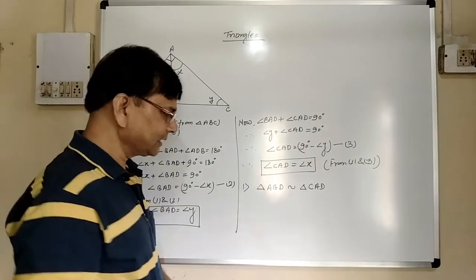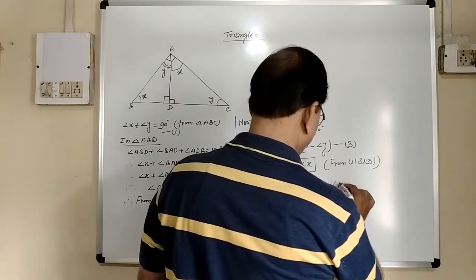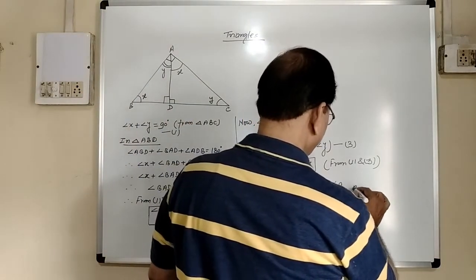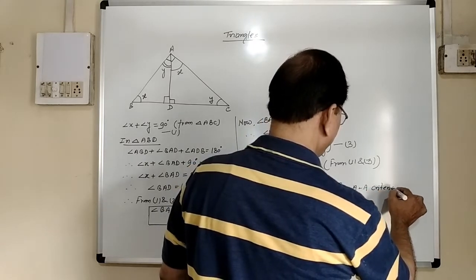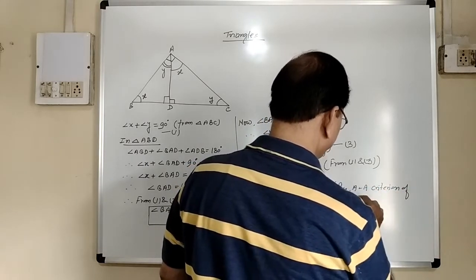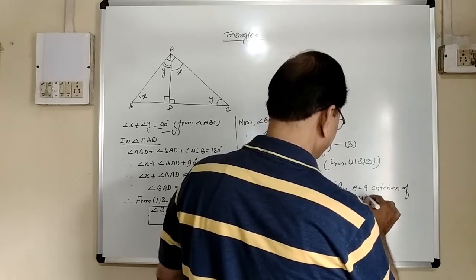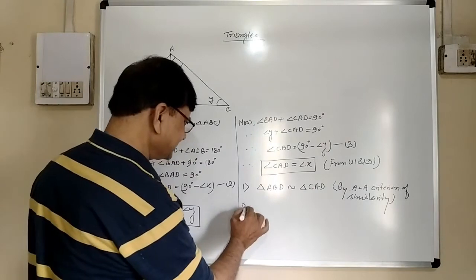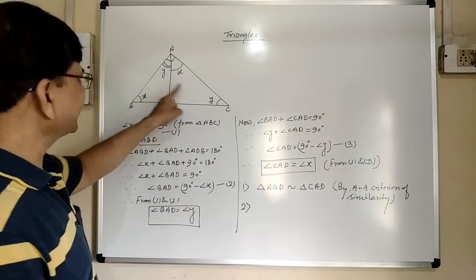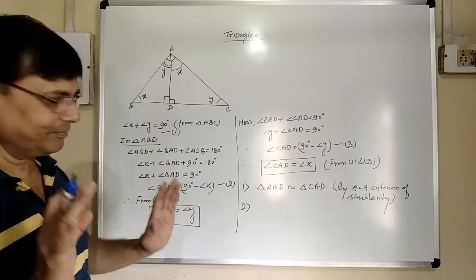So these two triangles are similar by a criterion of similarity. Very nice. Now we will go for the second one. These two triangles are similar, that we have shown.